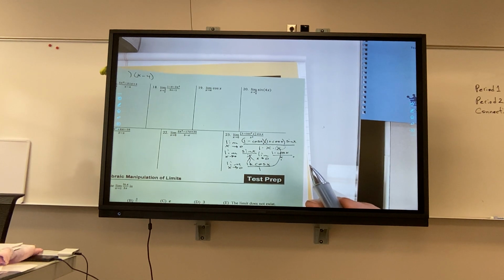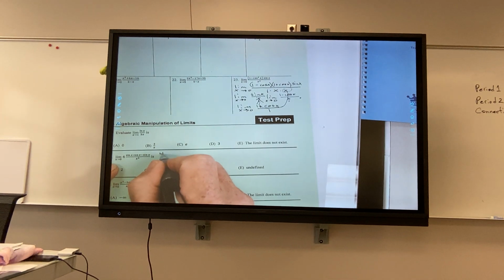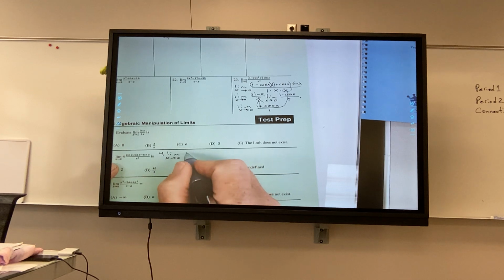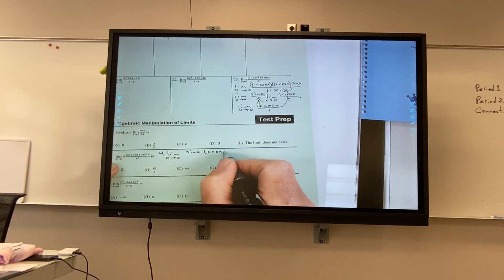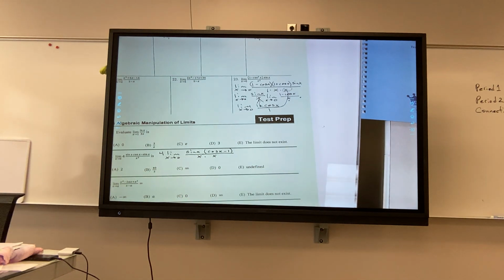Okay, and you want me to talk about this one right, 25, here? I feel like that's a trigonometric function right there. Well, this is what I'm going to do, okay? I'm going to bring out the 4, and I'm going to have the limit as x approaches 0, and I can factor out a sine of x, and I'm left with cosine x minus 1 over x times x. Would you agree with that?